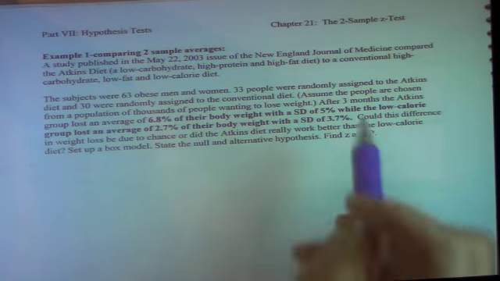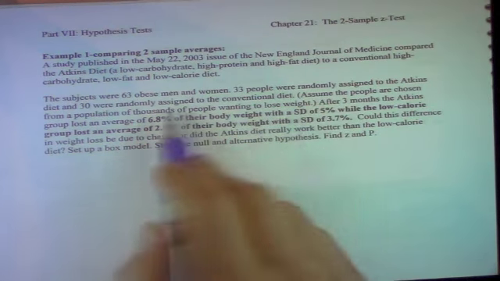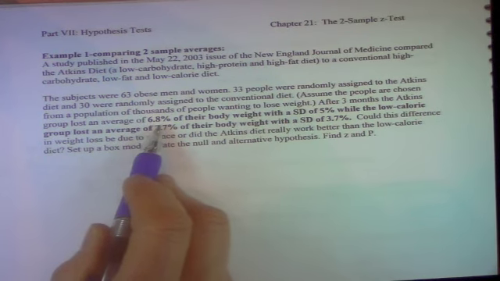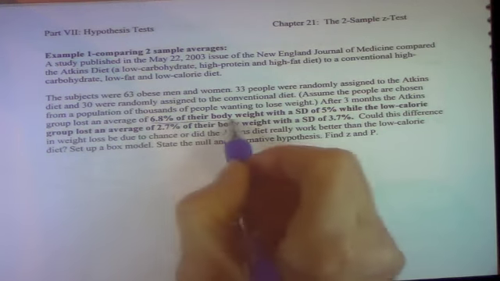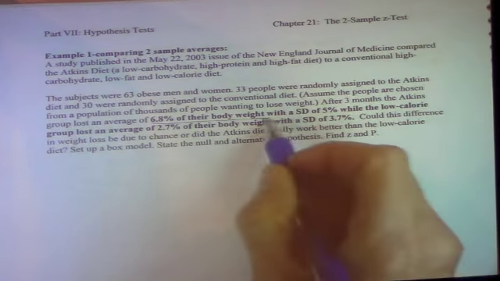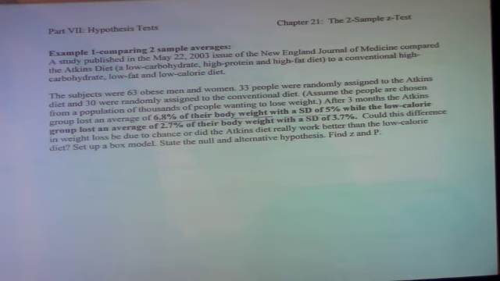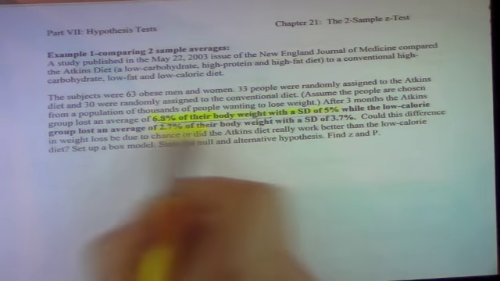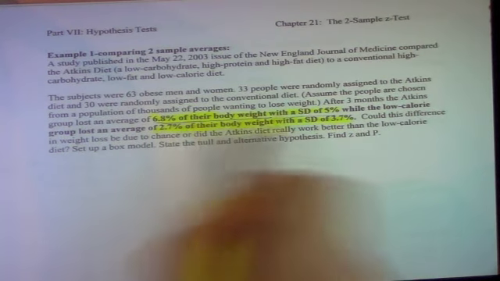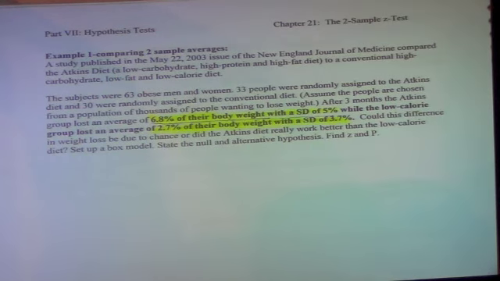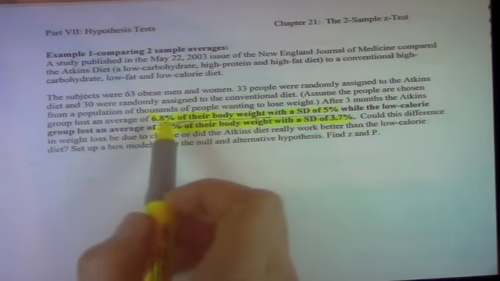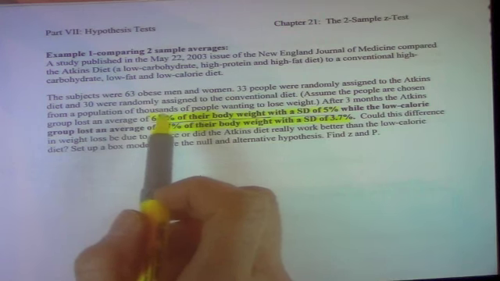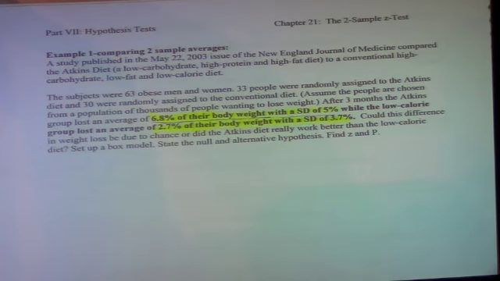Now, let's forget this sentence for a minute. After 3 months, the Atkins group lost an average of 6.8% of their body weight. This is how much they lost. Well, the low-calorie group lost 2.7%. They used percentage because if you weigh 200 pounds, a 5-pound difference isn't nearly as significant as if you weigh 100 pounds.